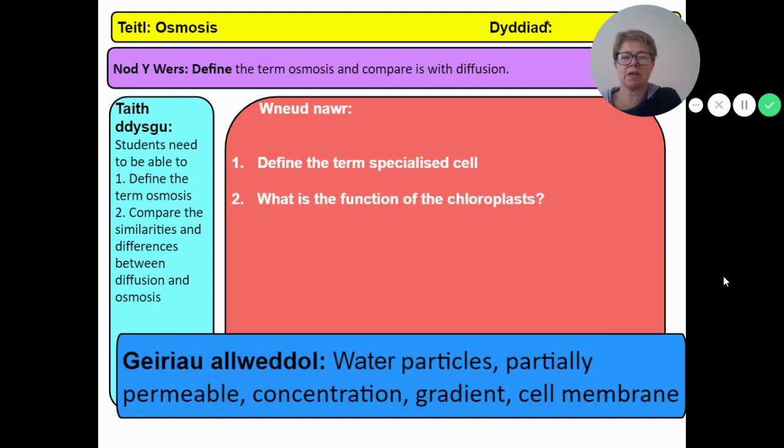So we're going to be looking at what osmosis means and comparing it to diffusion. So please get your keywords written down: water particles, partially permeable, concentration, gradient, and cell membrane.